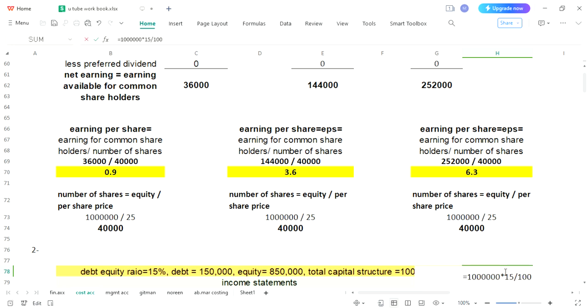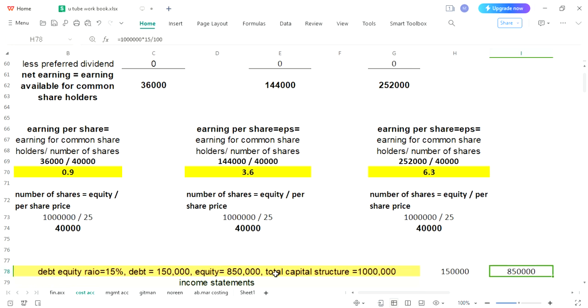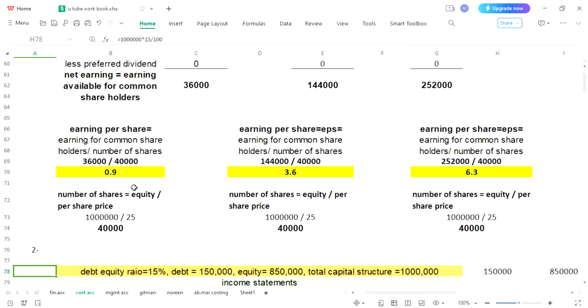that 15% is the debt equity ratio. So out of the total capital structure of 1 million, 15% was debt and the remaining amount would be considered as your equity. Remaining amount you have calculated in this way. Total capital structure 1 million, 150,000 was debt, so the remaining amount would be your equity. This is the second part, and the second part we have started for debt equity 15%. How have we decided it?